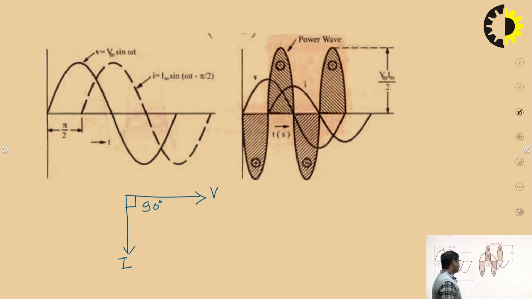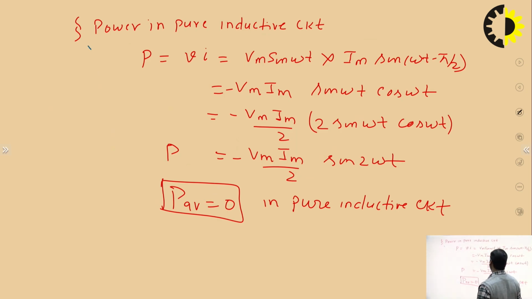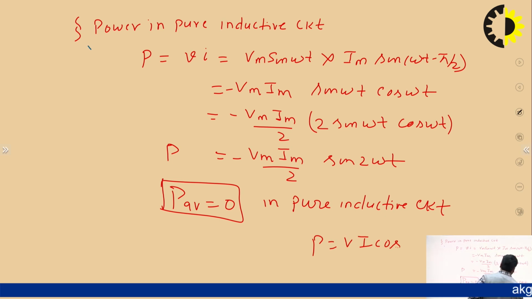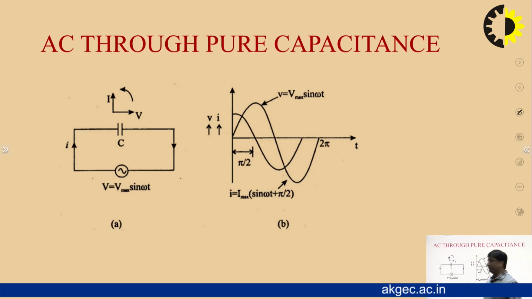And we know that as the angle between the voltage and current is 90 degrees, the power factor is cos phi, which is equal to 0. So again, in an AC circuit, the power is given by VI cos phi. The cos phi is 0, so the power is 0 again. So this is the current in an AC circuit through the pure inductance.